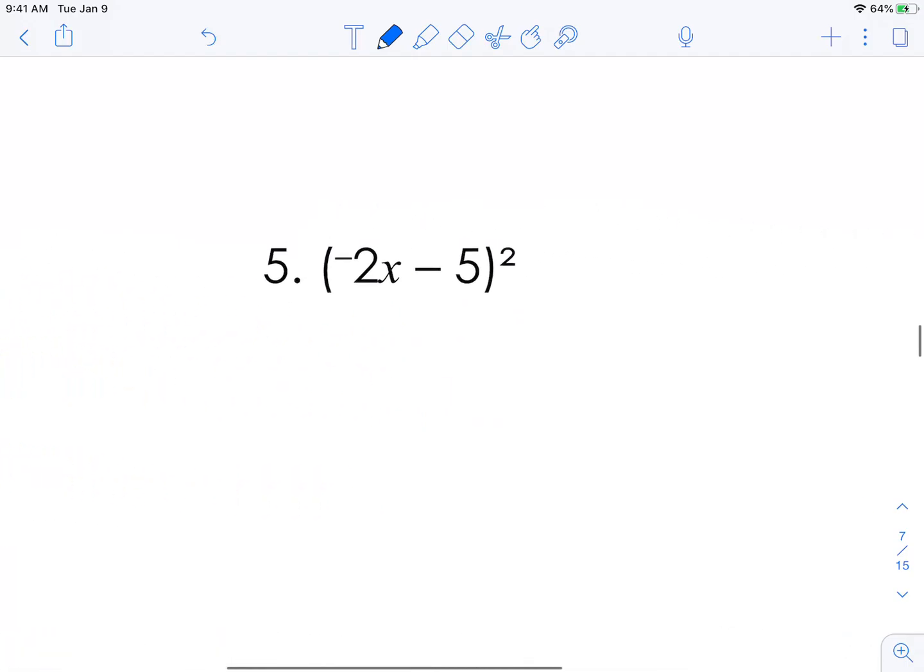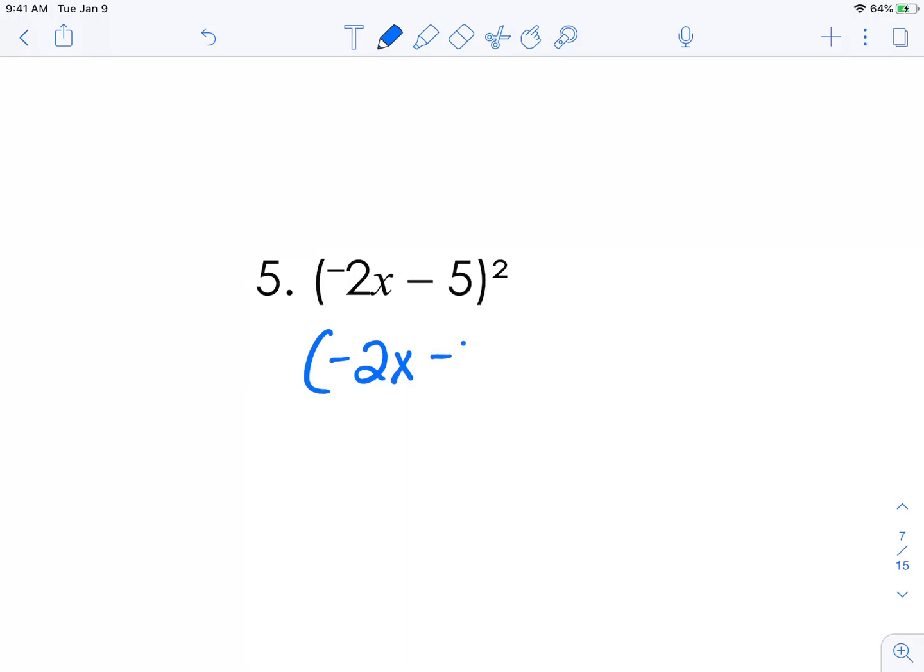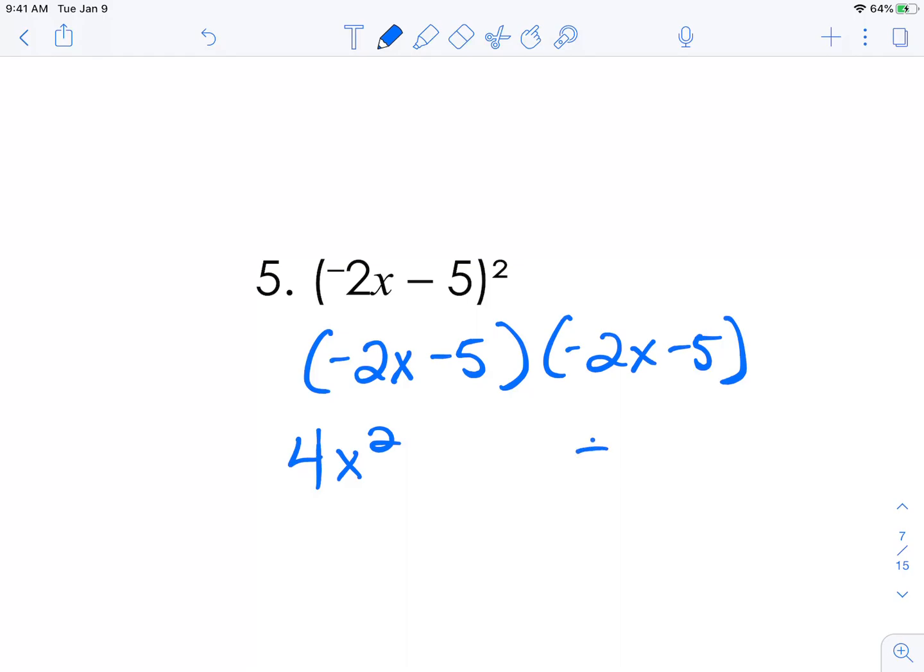Okay, over here, I'll still write the whole thing out. So negative 2x squared is going to give me 4x squared. Then negative 5 squared gives me positive 25. But if I multiply these together, negative 2 times negative 5 is positive 10, times 2 is positive 20x.